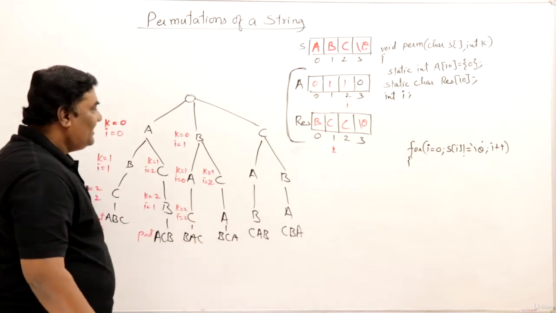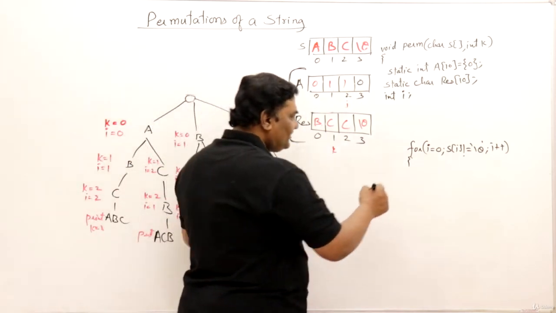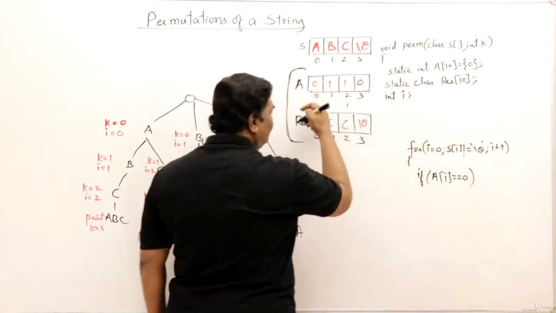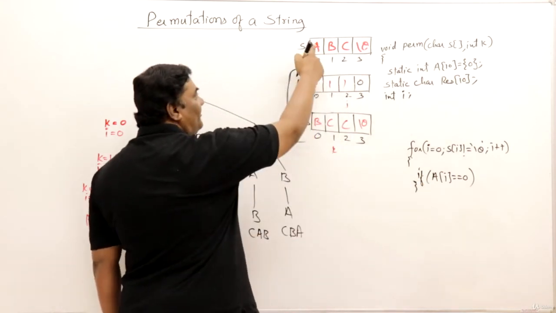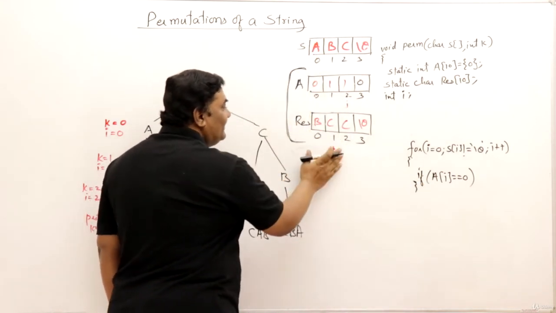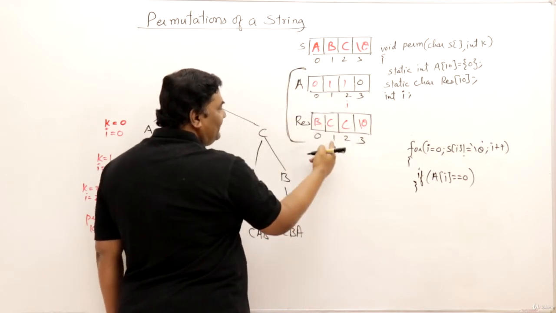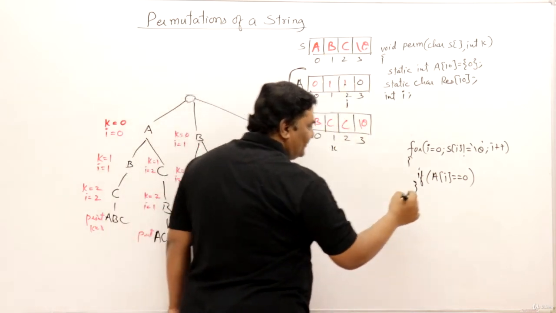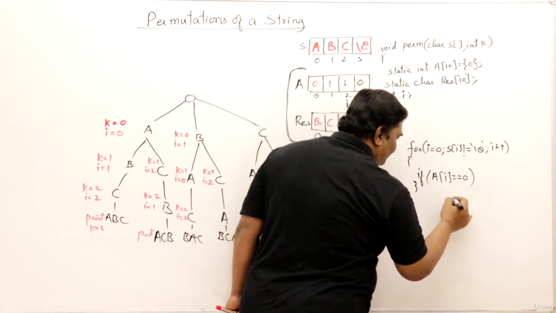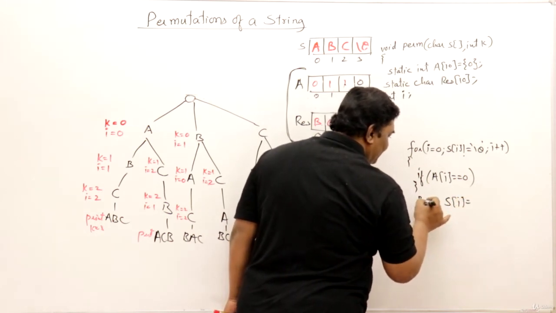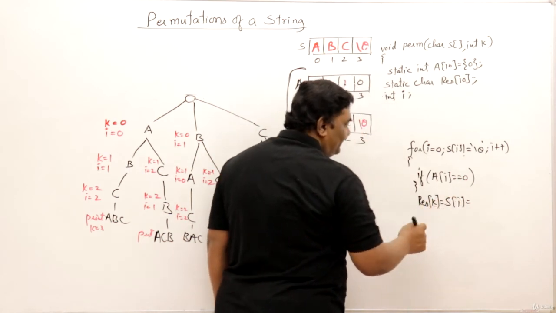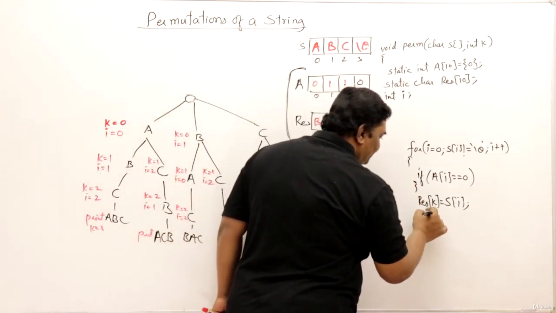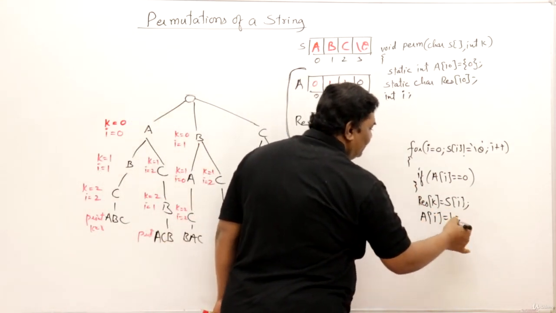Then while scanning, what do we have to do? Every time check whether this alphabet is available or not. If A of I is 0, it means the alphabet is available. If it is available, then copy the alphabet from S to the result, wherever K is pointing. Suppose I am copying this alphabet, C, I have to copy it here. So from S of I, copy into result of K. After copying that alphabet, inside A of I, mark it as 1.